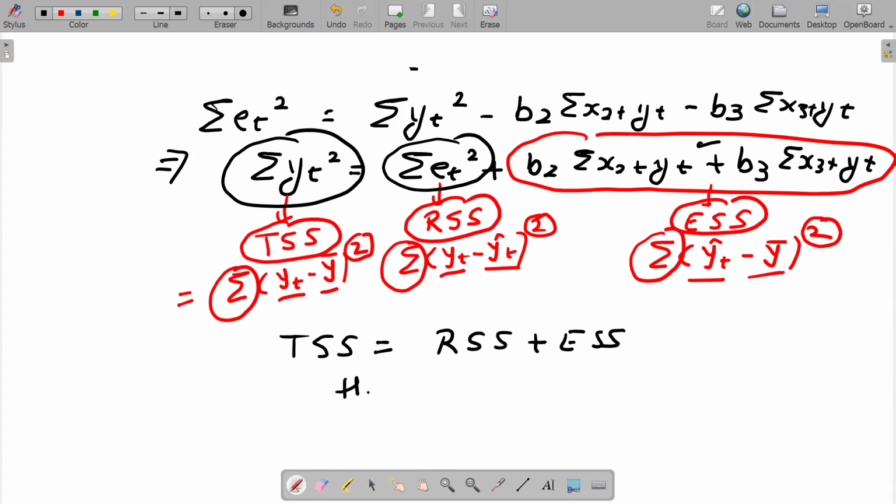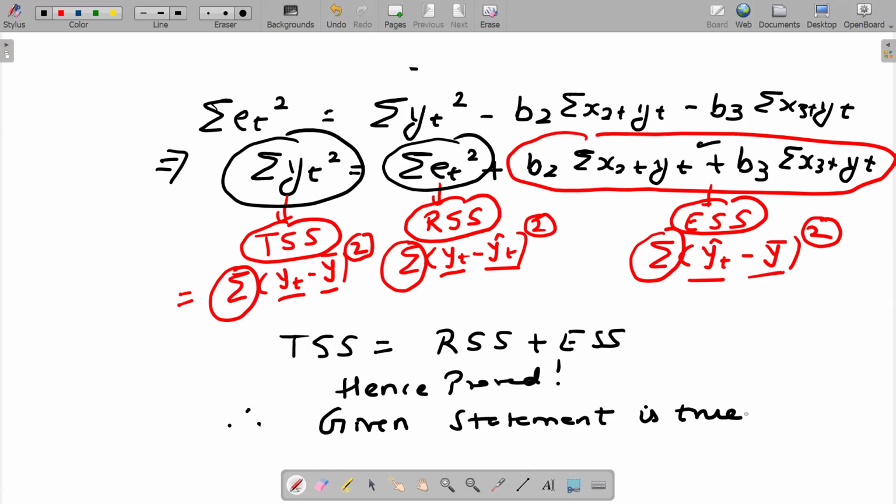So hence, I can say, therefore, the given statement, we have to see whether the statement is true or false. It's true, and I've shown it. I've proved it to all students, why it is true.